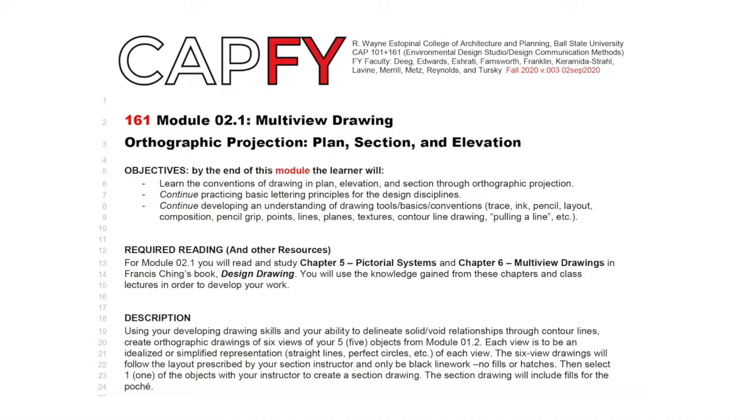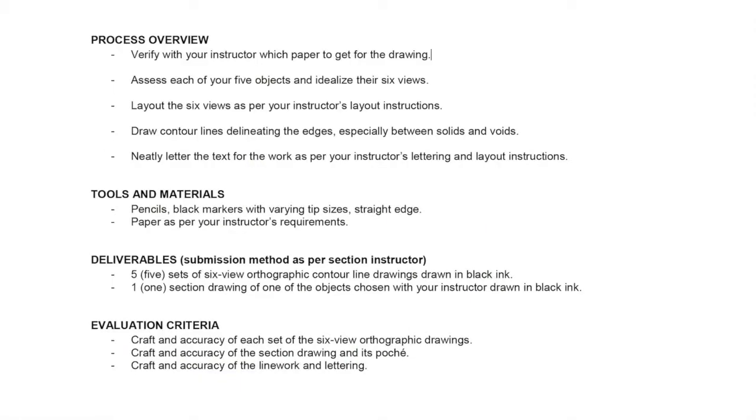6 view drawings will follow the layout prescribed by your section instructor, that's me, and use only black line work, no fills or hatches. Then select one of the objects with your instructor, me, to create a section drawing, a cross-sectional drawing. That section drawing will include a crosshatch fill. So we'll verify with your instructor, me, which paper to get for the drawing.